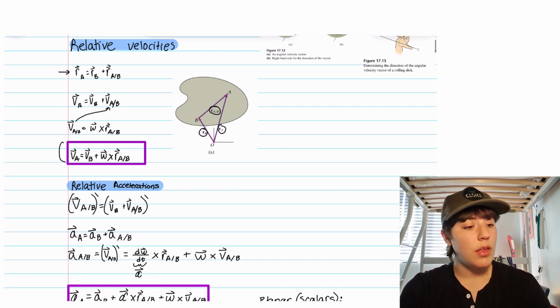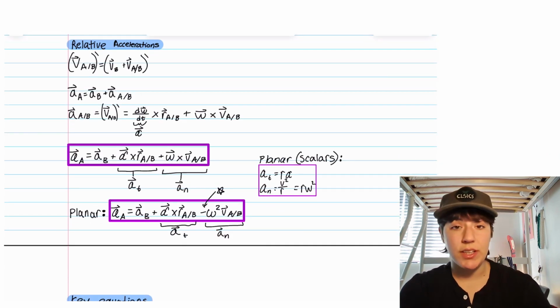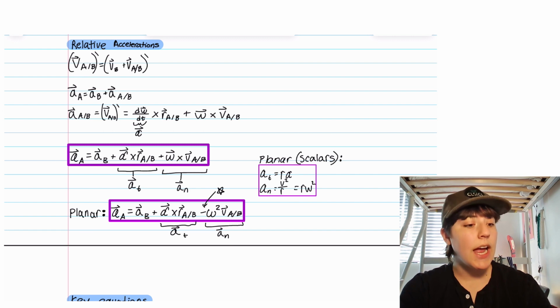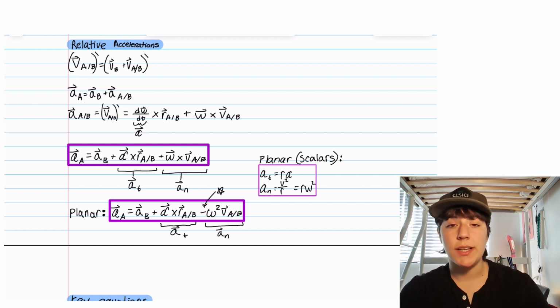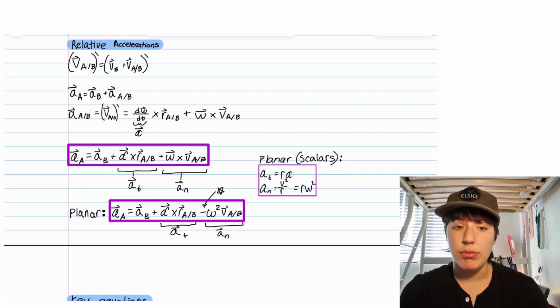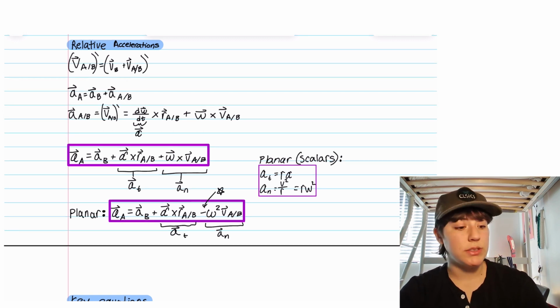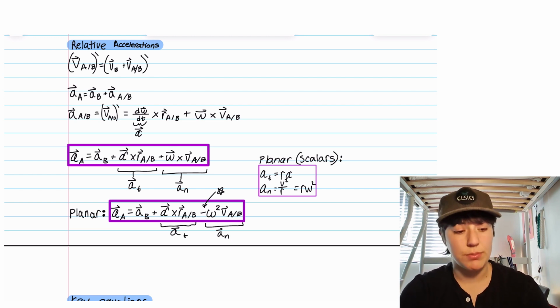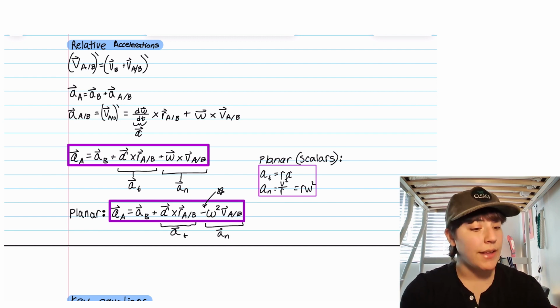Then accelerations. To get to the acceleration equation, the derivative is taken of this equation, and then you get the acceleration of A equals the acceleration of B plus the acceleration of A relative to B. And then, again, the acceleration of A relative to B would be equal to the time derivative of the angular velocity crossed with the position vector of A relative to B plus the angular velocity of the rigid body crossed with the velocity of A relative to B. And then you can notice, well, the time derivative of the angular velocity is the angular acceleration. So plugging that in, we get this equation.